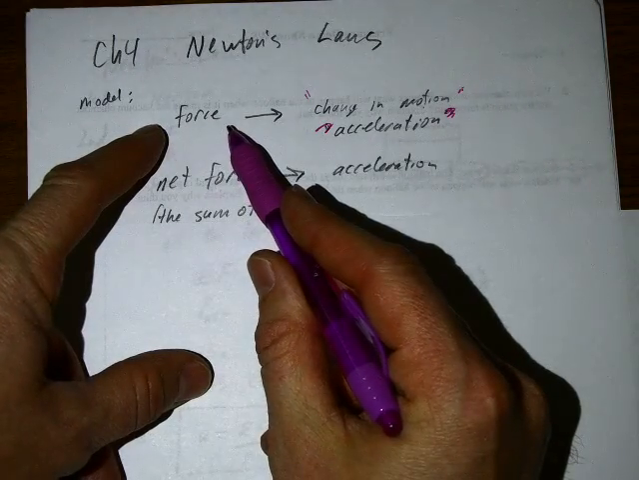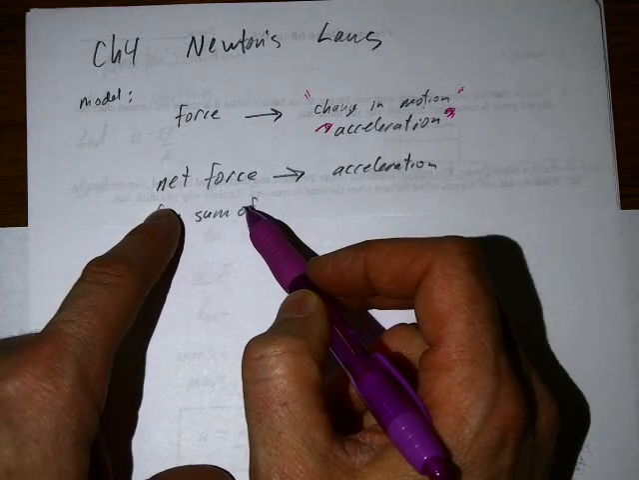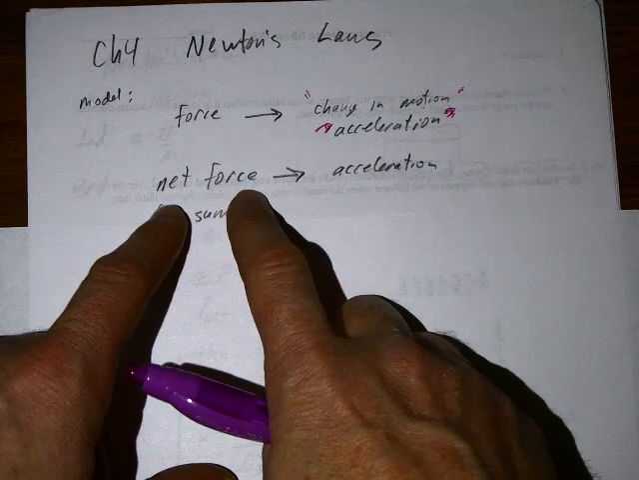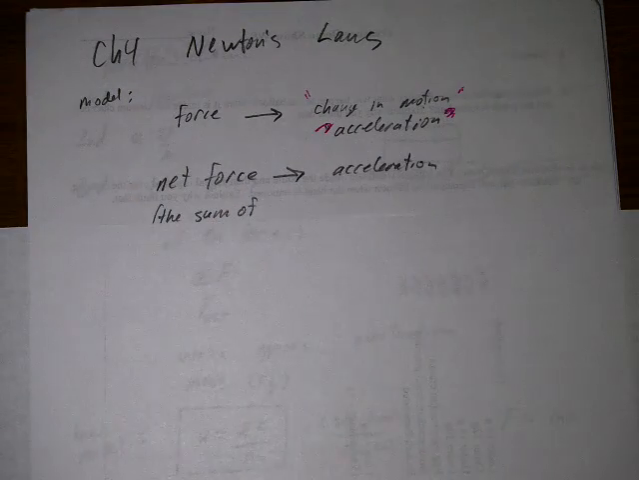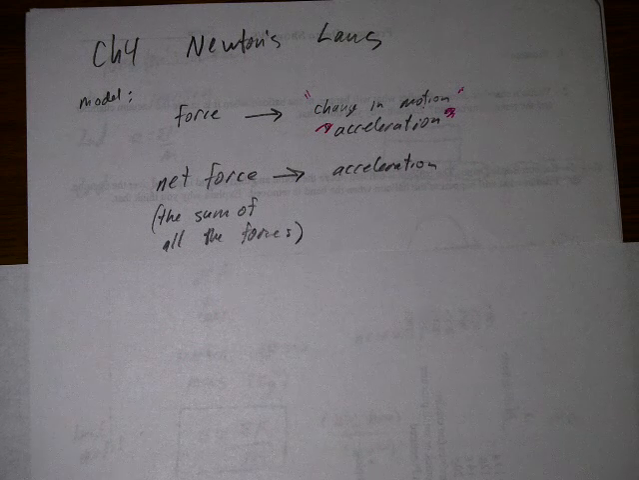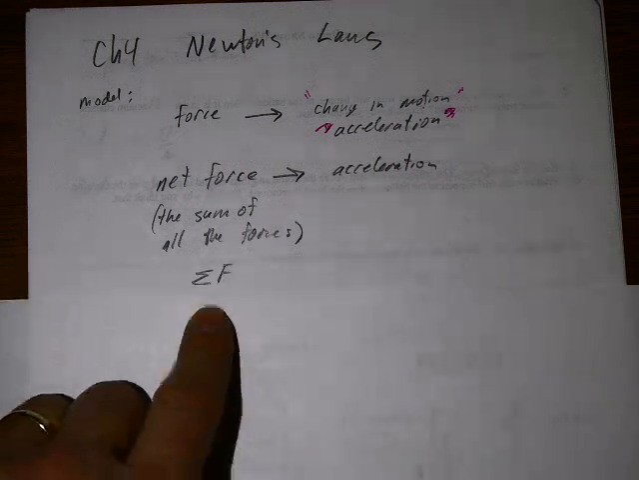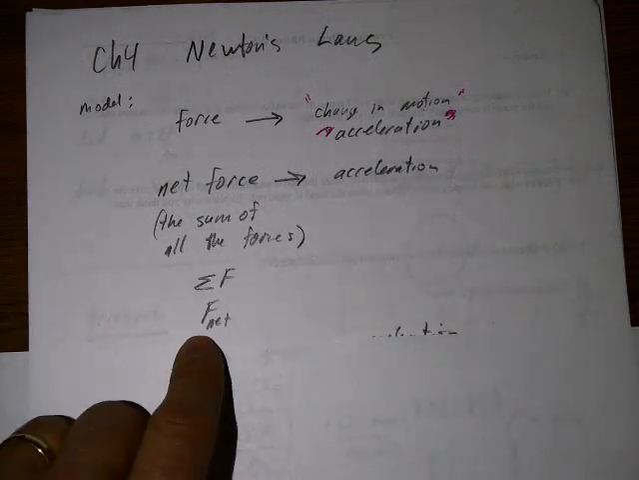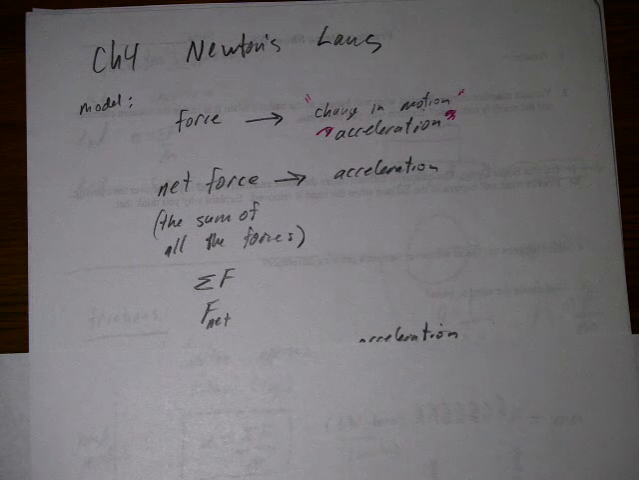We had to modify this because if you have more than one force, they could cancel each other out. So we modified it to be the combination of all the forces. It's the sum of all the forces, or the net force, that actually produces the acceleration. And your book writes that as sigma F. You could write force net if you wanted. It all means the same thing.